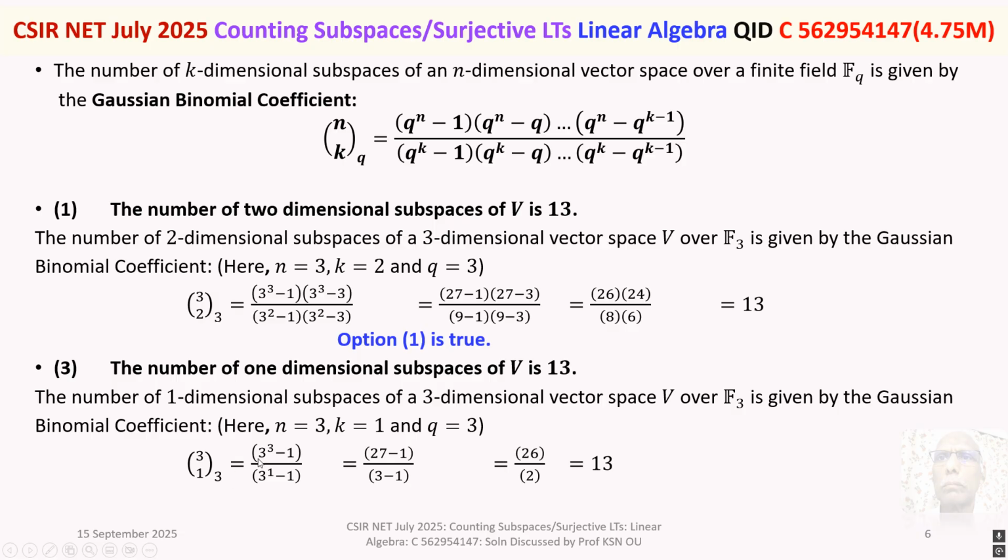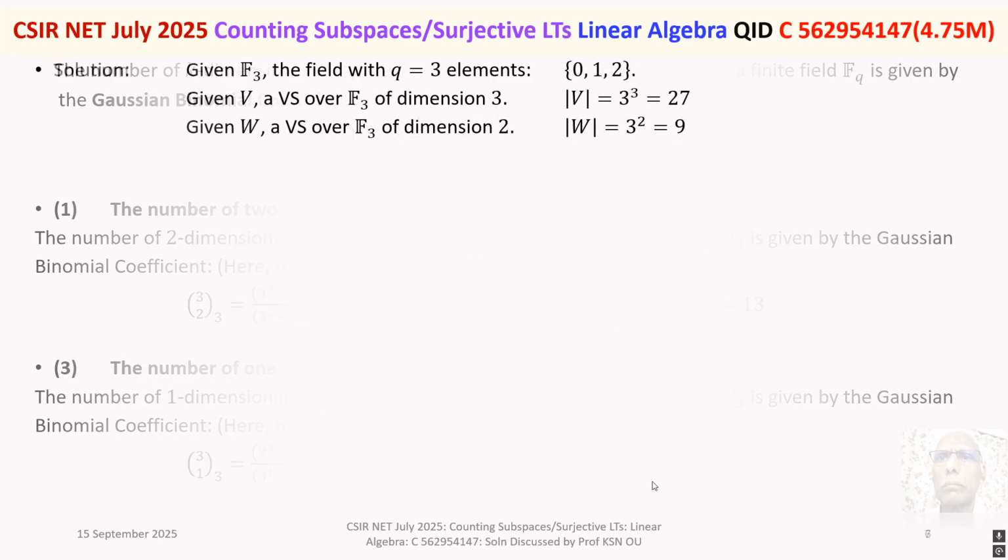And one factor only, 3 cube minus 1 by 3 power 1 minus 1. By formula, right, simplify, and you get 13. Yes, option 3 is also true. We continue in the next slide.